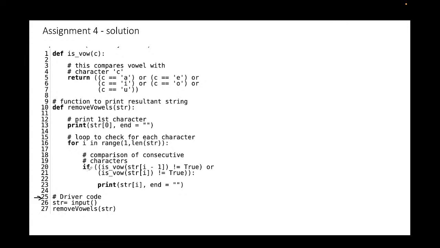So what we are checking is, the alphabet at the I minus 1th position, is it a vowel? If that is not equal to true, or the character at I is not a vowel, we are printing that.